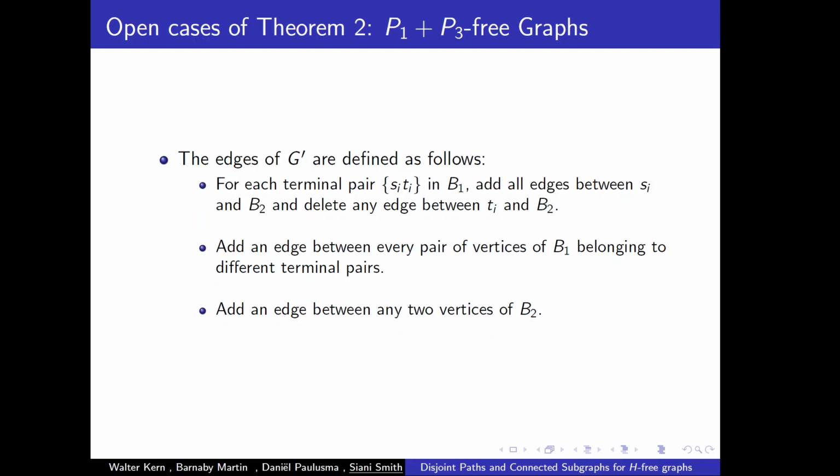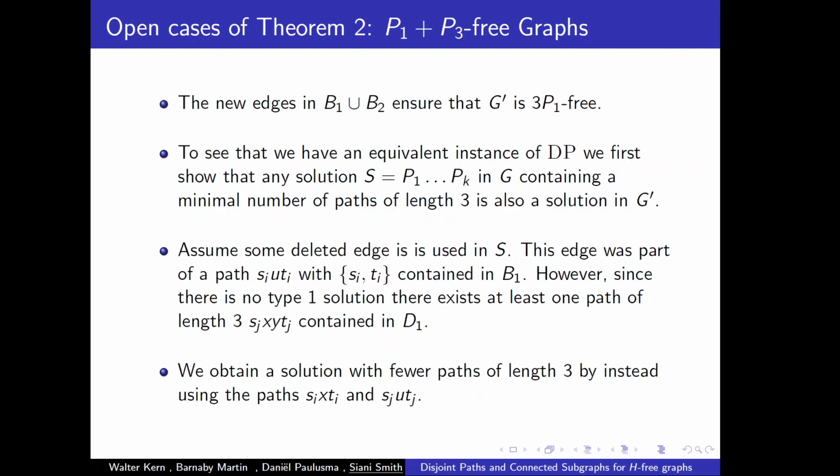Then we add an edge between every pair of vertices of B1 belonging to different terminal pairs, and an edge between any two vertices of B2. These new edges in B1 union B2 ensure that our graph G prime is 3P1 free. And now we want to show that we have an equivalent instance of disjoint paths. So first we assume we have a solution S as P1 to Pk in G, and we assume that this solution contains a minimal number of paths of length 3.